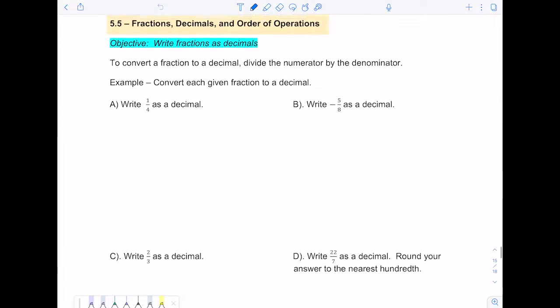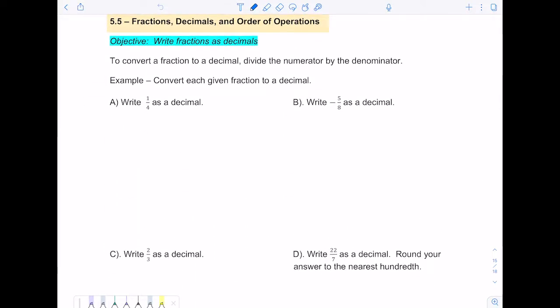So if you ever want to convert a fraction to a decimal, all you need to do is just divide the numerator by the denominator. And you want to remember that the numerator is the top of the fraction and the denominator is the bottom of the fraction.